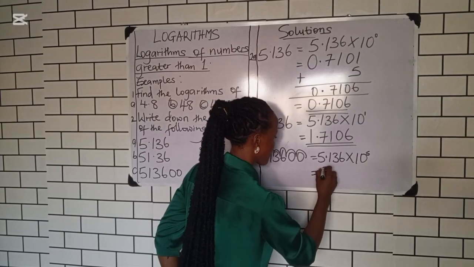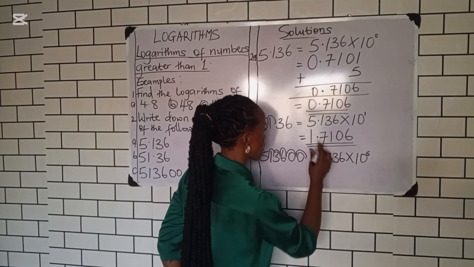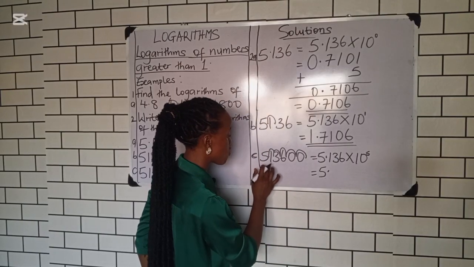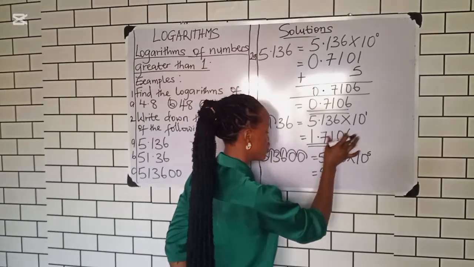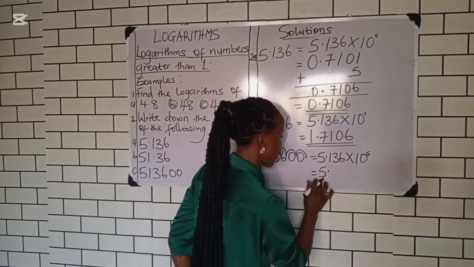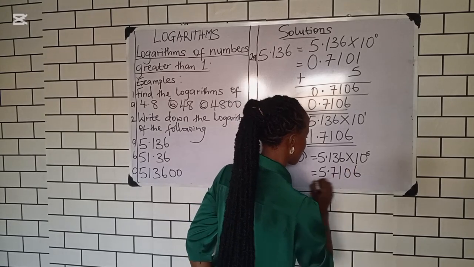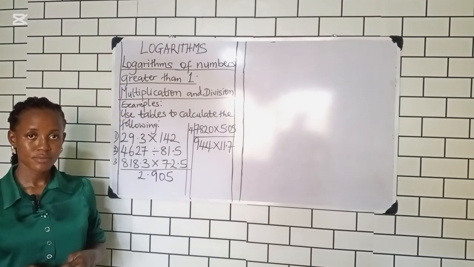Now this will give us 5 point, which is our characteristic part. They are the same number. We are going to look for 51 under 3 difference of 6, which will still give us the same digit. Therefore, we have our 5.7106. This is our final answer for question number C.